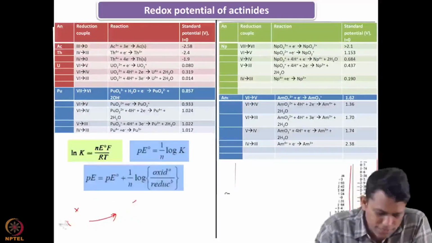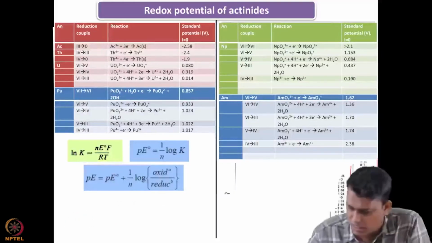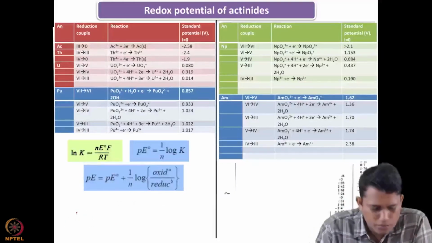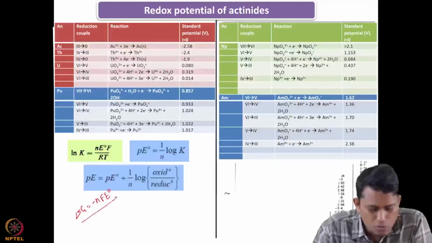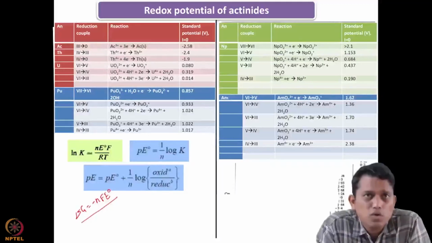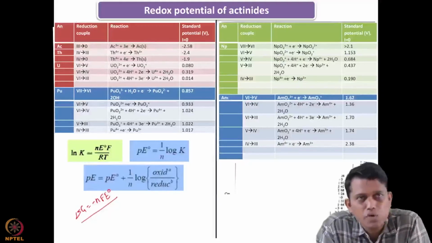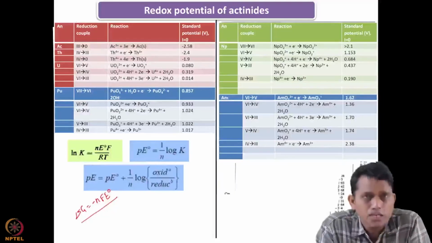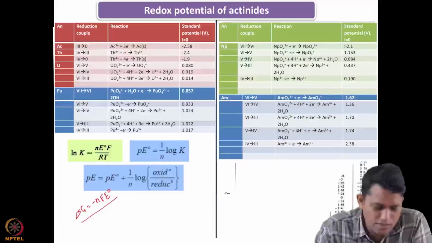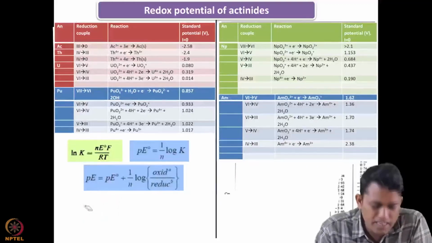But we have to see that these are all reduction couples, and you have to see the delta G values, that is nothing but minus nFE naught. So for the two reactions, you have to see whose E naught is more positive. Suppose E naught is positive, it means delta G is more and more negative, so that reduction is more feasible. So if you have a couple whose reduction is more feasible compared to the other couple, then obviously the couple whose reduction is more feasible will go into the reaction rather than the one whose reduction is comparatively not feasible. So based on that, we can choose different couples and carry out these kinds of reduction reactions.